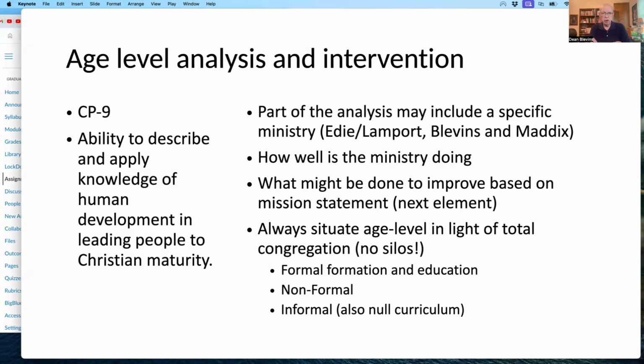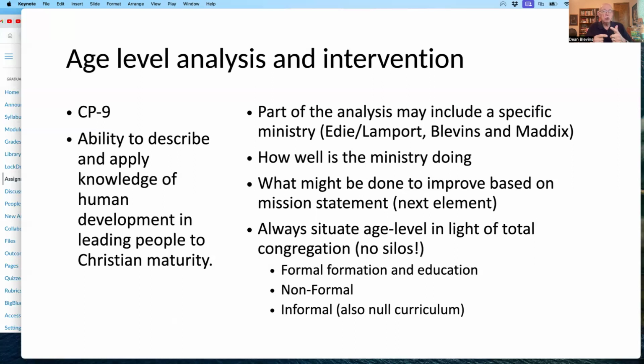Always, if you are involved in an age level ministry and your tendency is to go there and think about it through the lens of youth ministry or children's ministry, always situate that through the total congregation. Do not get lost in a silo. So think about not only what's going on in your age level ministry, but also what is happening in the other aspects of the formal education and formation, but also non-formal and informal, and yes, even including the null curriculum, as the children or the youth navigate through the whole life of the church.